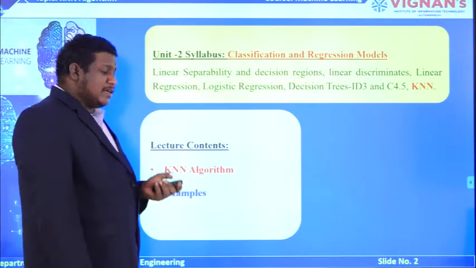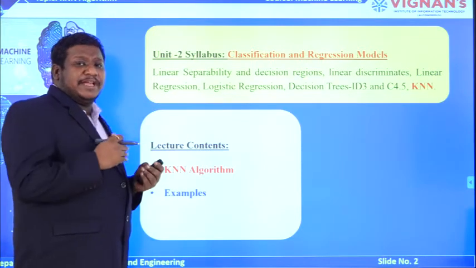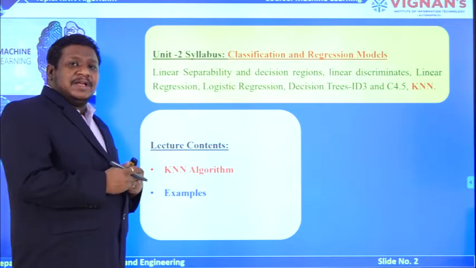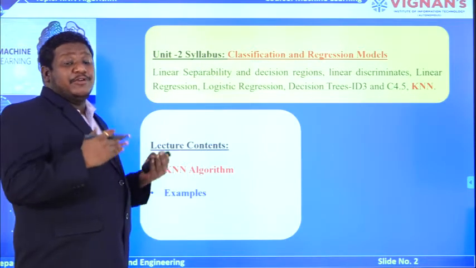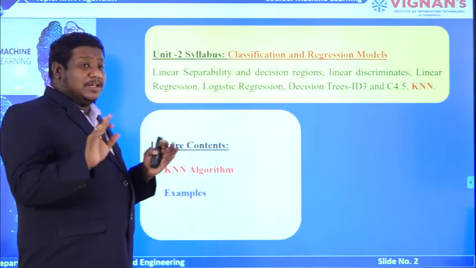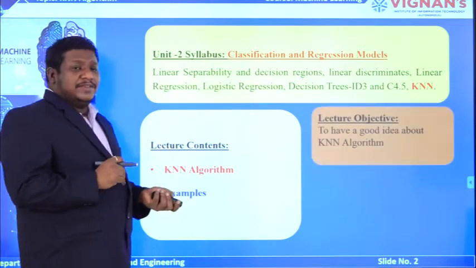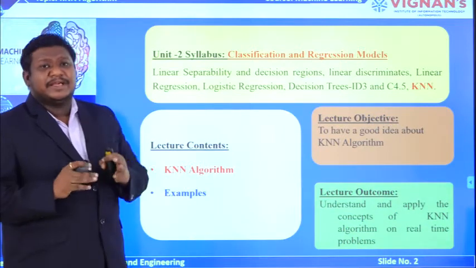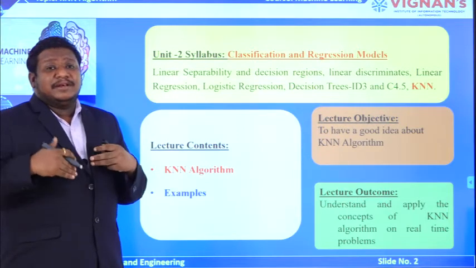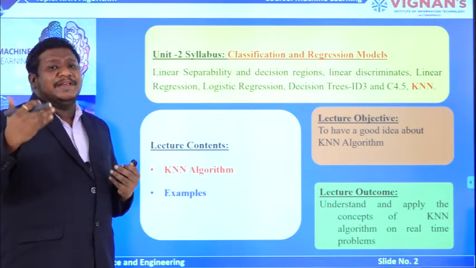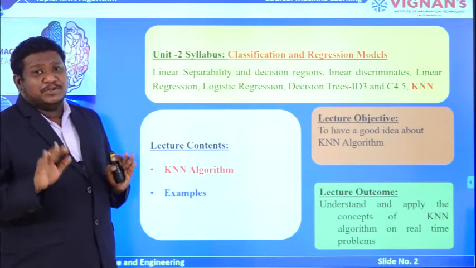See, these are the contents of this lecture. KNN algorithm: what is the KNN algorithm, why we need to go for the KNN algorithm, what are the advantages it has and what are the disadvantages it has, and what are the various types of applications where we can use this KNN algorithm. I have also discussed some examples in this lecture. The objective and outcome of this is that the student can have a good idea about this KNN algorithm, and can use it in a better way in real-time applications whenever he needs to solve a real-time application with respect to supervised learning.